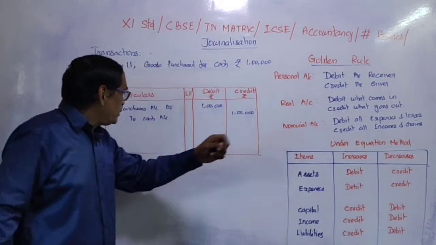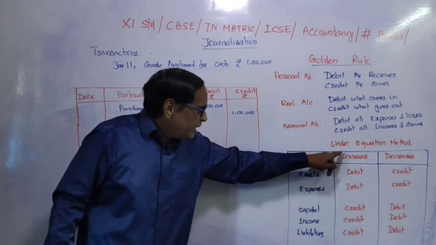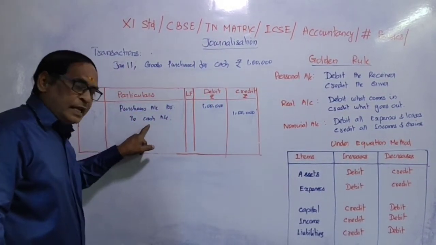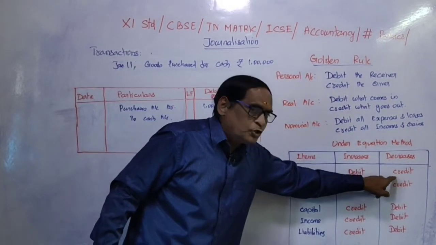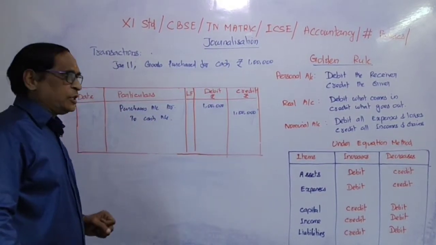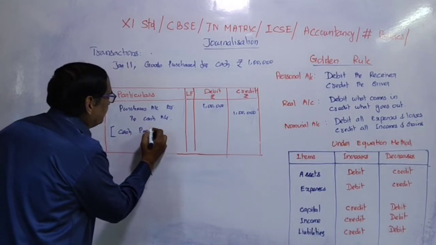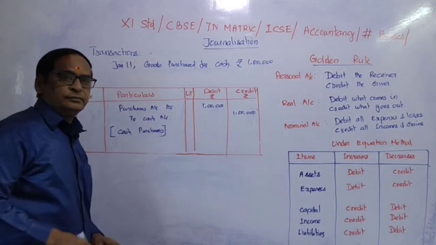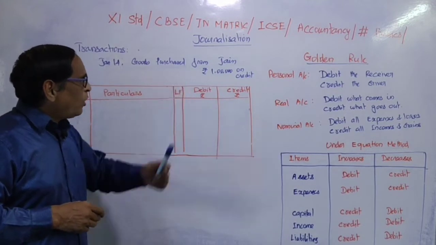So under equation method, purchases is an expense, increase in expenses. So we have to debit, we debited. And then cash is an asset. Asset is decreased. Asset decreased is to be credited. So we credited. So purchases account debit to cash. Narration is cash purchases. You have to write like that, it's enough. Being cash purchases. Understand?